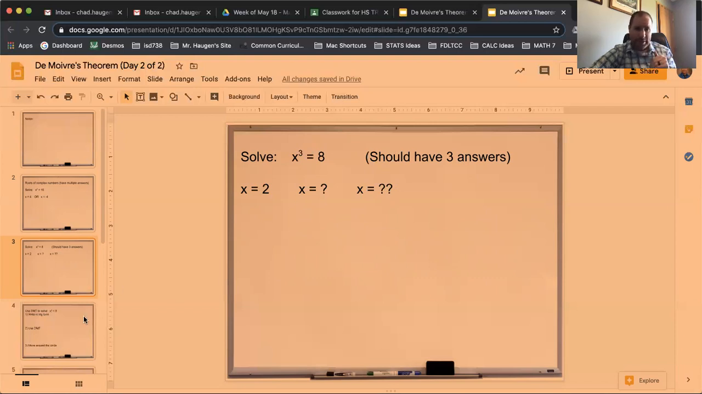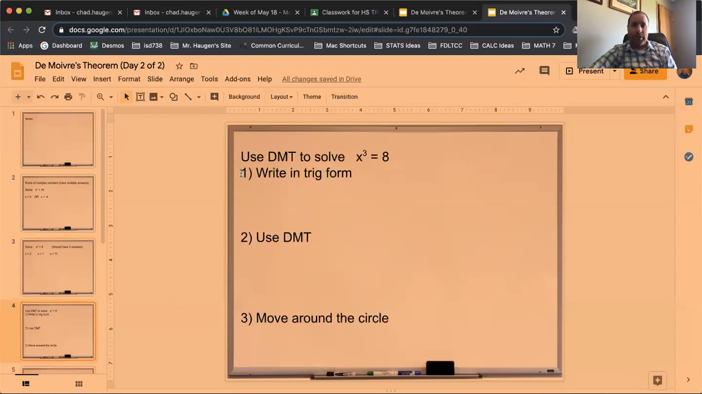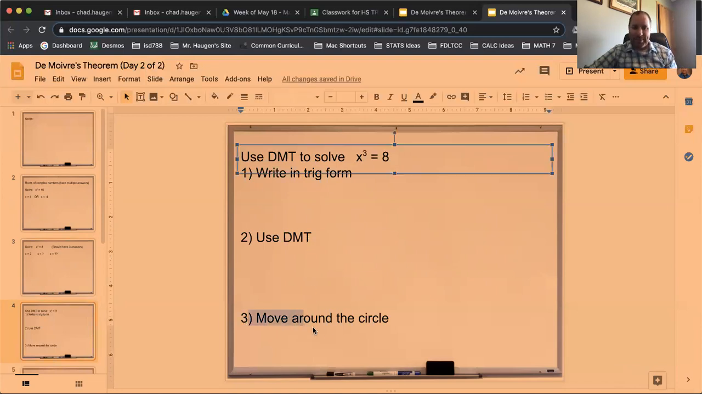So here are the basic steps. Here's what we're going to do. Step 1: we're going to take this number and write it in trig form. And then we're going to use De Moivre's theorem, kind of like we did yesterday. And then there's this last step here where we move around the circle. It sounds maybe a little complicated, but it's not too bad.